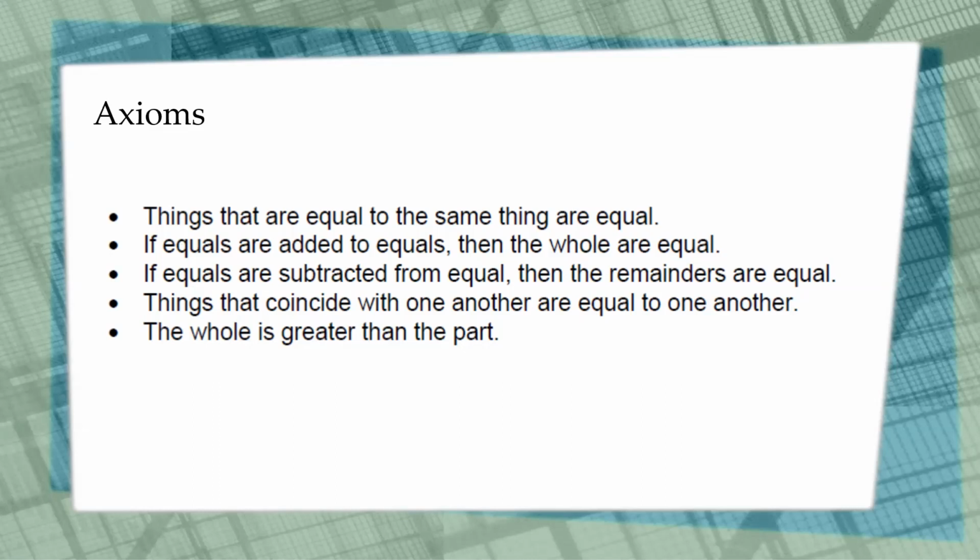Number 4, things that coincide with one another are equal to one another. So kumbaga ito yung kung mag-trace kayo, kung i-trace niyo siya, siyempre yung na-trace niyo pareha doon sa pinag-tracean. Yun yung ibig sabihin niya. And of course, the fifth one is the whole is greater than the parts.